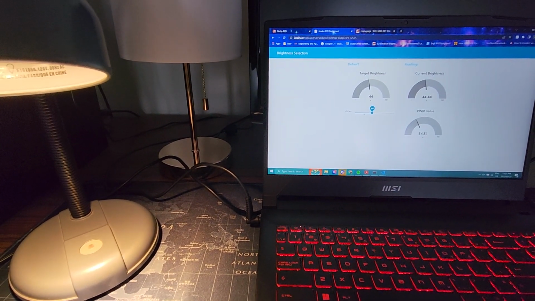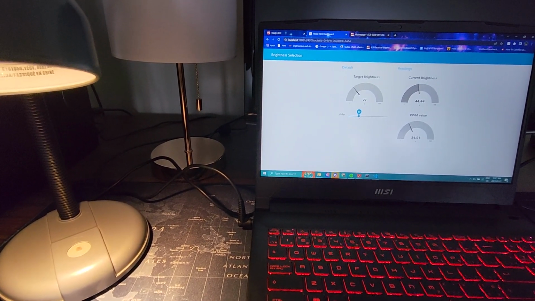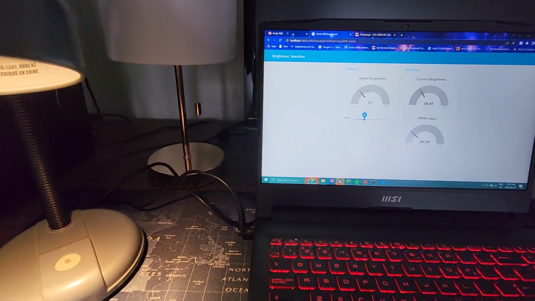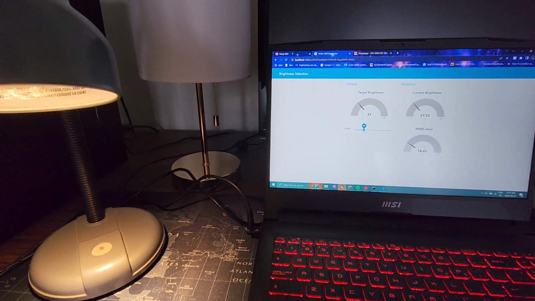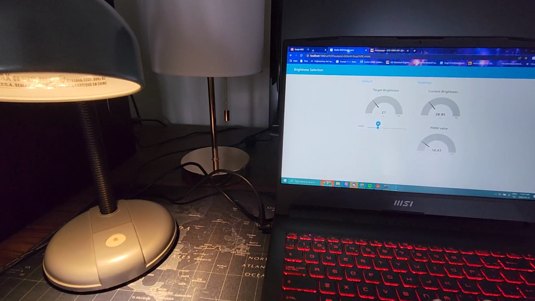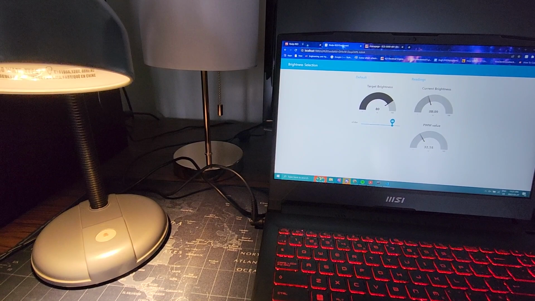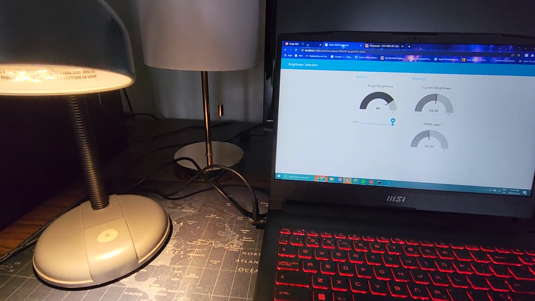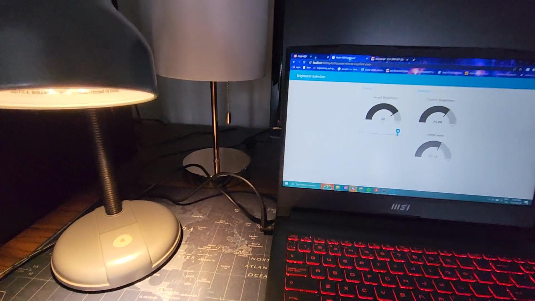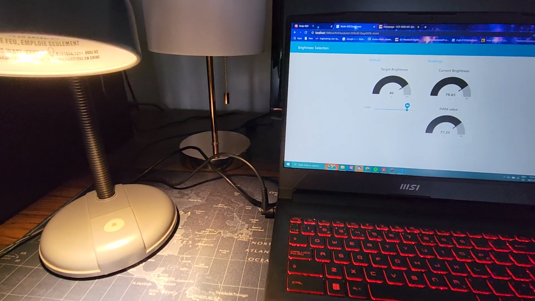Through Node-RED as well, we're also able to change what this desired value is. So if we lower this to 27%, we can see that the system is going to respond by decreasing the brightness of the lamp until it reaches 27%. Likewise, we can increase it as well. Say if we want the lamp at 80%, the pulse width modulation value will increase until the perceived brightness at the light sensor is 80% of its maximum value.